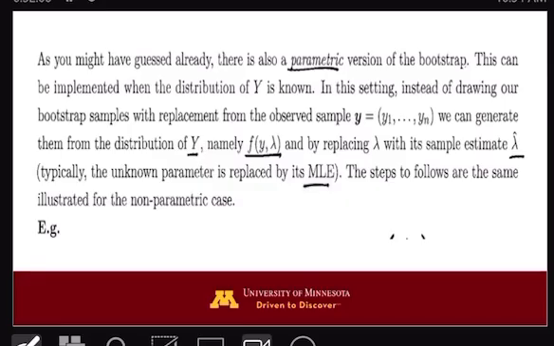Every distribution has parameters. Poisson distribution has a parameter lambda. Binomial distribution has parameters n and p. Normal distribution has parameters mu and sigma, and so on. Every distribution has parameters. And what is our intention when we have a distribution? We want to estimate the parameter in a distribution.